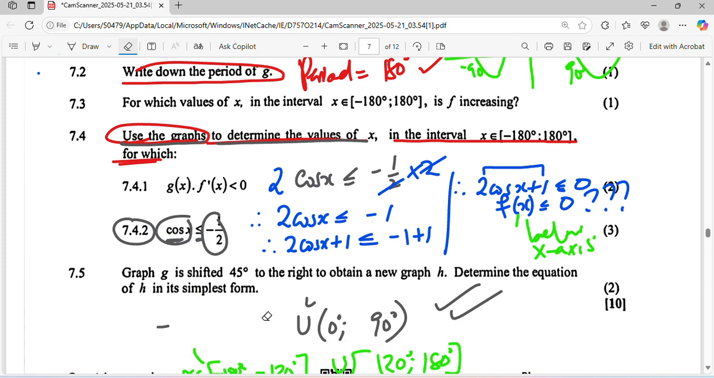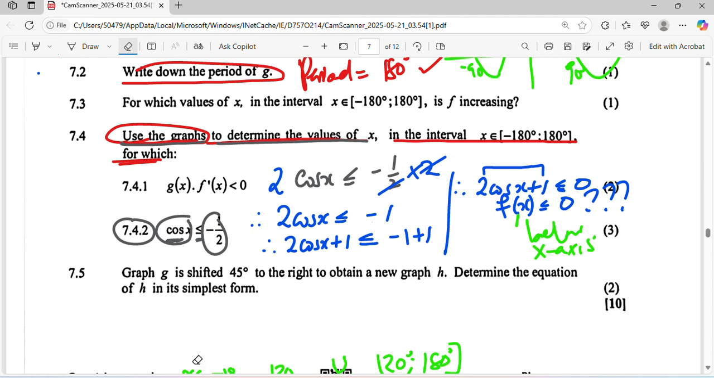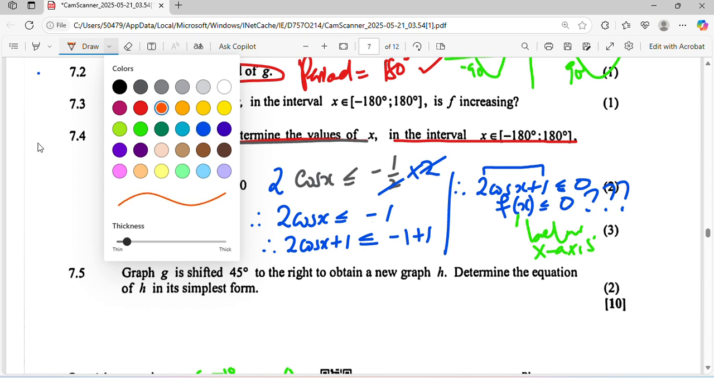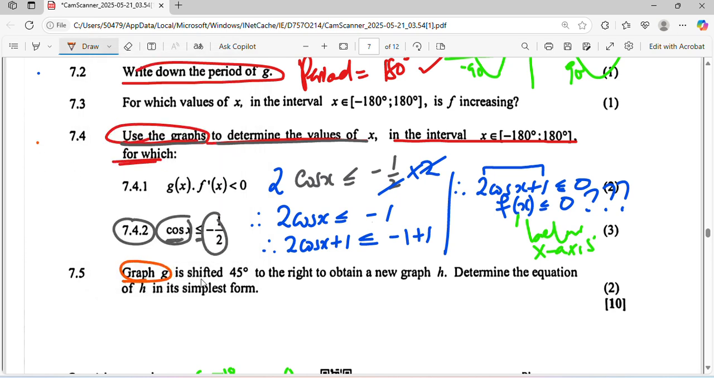And the last one, 7.5, they say here graph G is shifted 45 degrees to the right to obtain a new graph H. This was the simplest trig function question, because they say graph G. Where is graph G? I told you about shifting to the right, horizontal shift. We're shifting it 45 degrees to the right to obtain a new graph, its name is H. Let's determine the equation of H in simplest form.